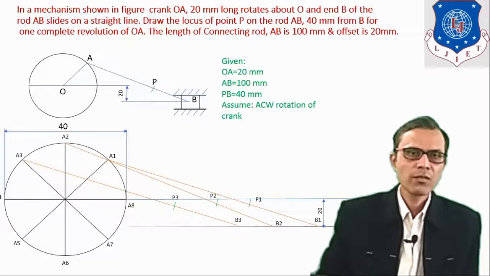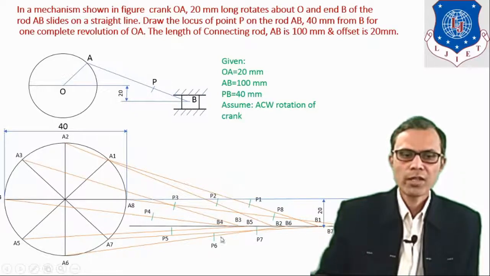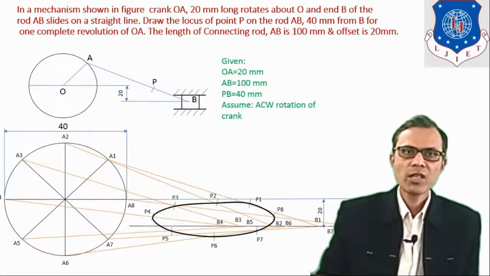Similar procedure we have to do for all the different positions of the crank from A4, A5, A6, A7 and A8. So these are the different positions of the crank and corresponding position of the slider B. And we have all the locations of point P also. Now join all the points with a smooth free-end curve, and once it becomes proper, then make it dark or thick as shown here. So it is the locus of given point P.